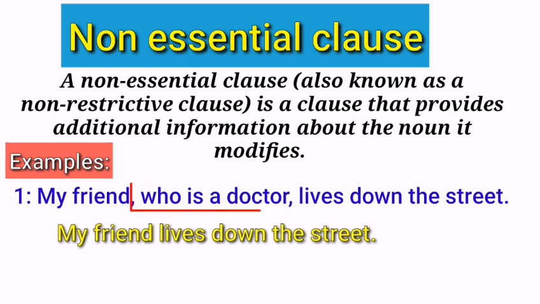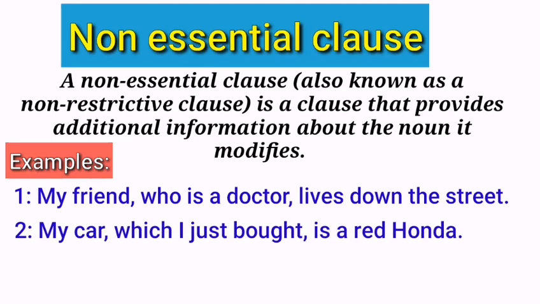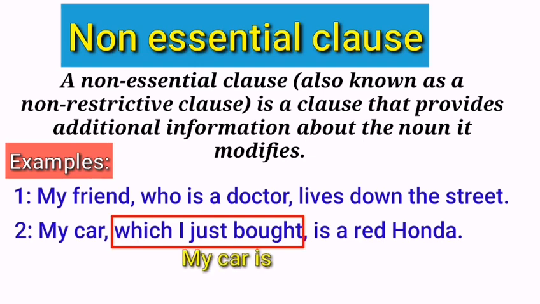The next example is, my car, which I just bought, is a red Honda. Again observe this example, the group of words, which I just bought, is a non-essential or non-restrictive clause. Because it is separated with commas. And secondly, it provides additional information about the noun phrase, my car. And the third point is, if we put it aside from this sentence, then, the sentence can still make sense. Like, my car is a red Honda. You can see, it still makes complete sense.